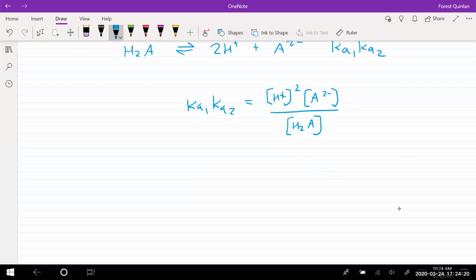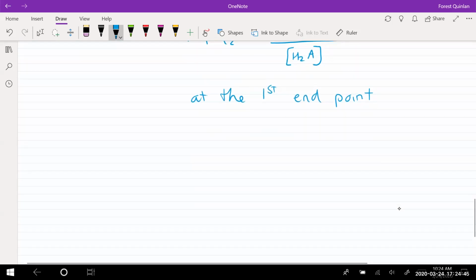All right. H plus squared, A2 minus over H2A. Why did I do this? Because I want to point something out. At the first endpoint, what can you tell me about the concentrations of species at the first endpoint?